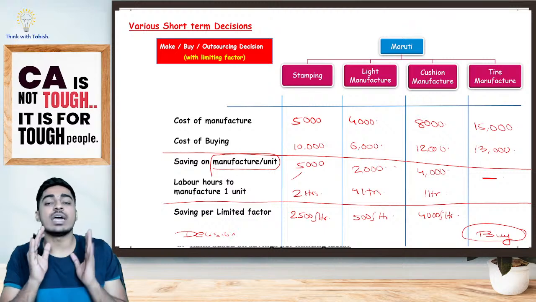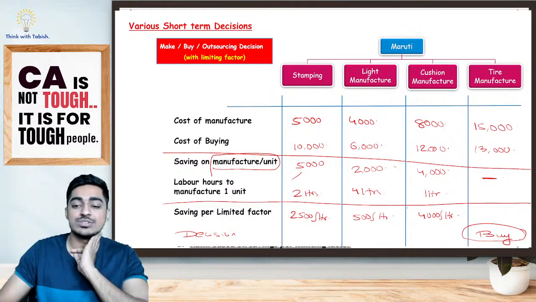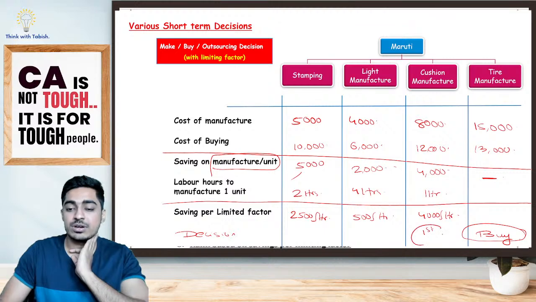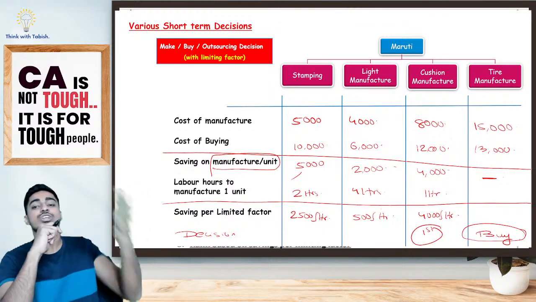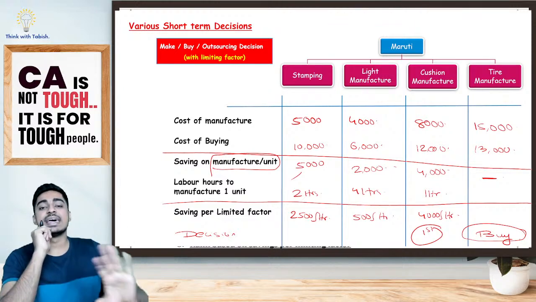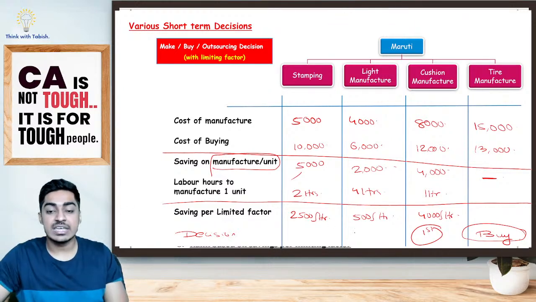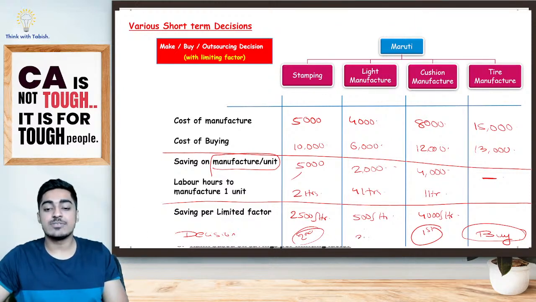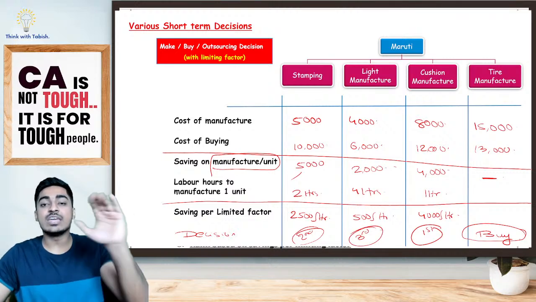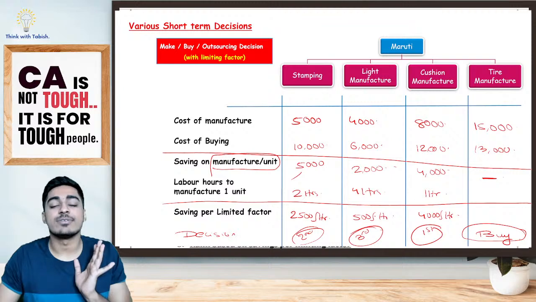So if I have to allocate the resources, what will be my first priority, students? First, cushion. Based on the labor hours, employees will be told to produce the maximum cushion. All cushion you produce here only. Light and stamping, we'll get from outside. Next, if a few more hours are there, stamping you also do here. If again more hours are there, light manufacturing will also be done here. If again more hours are there, will we manufacture tire? No. Tire we'll get from outside.